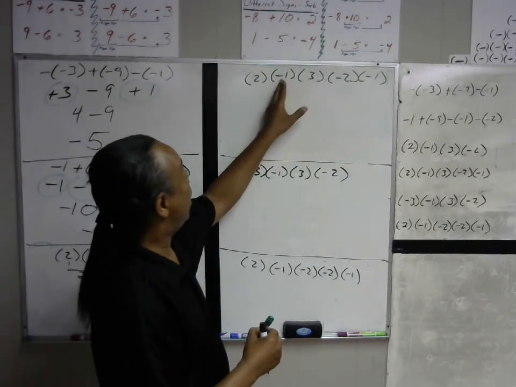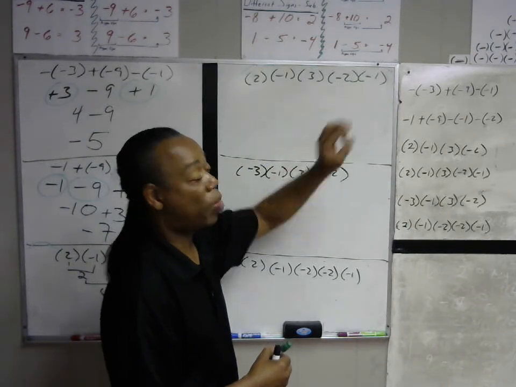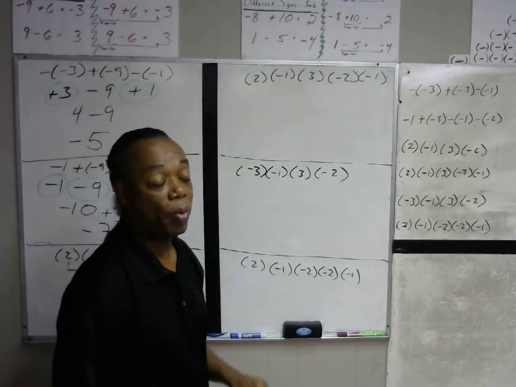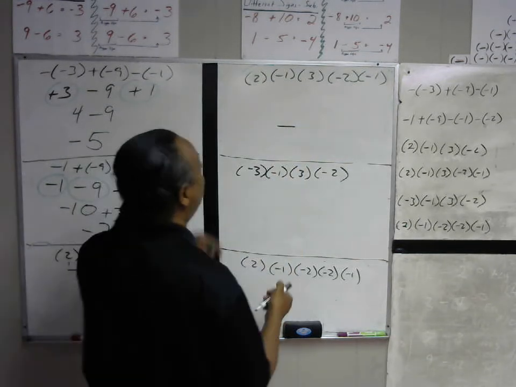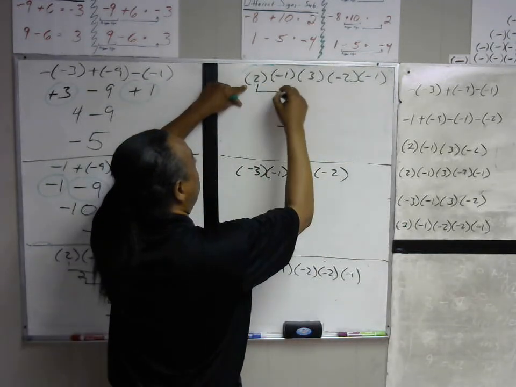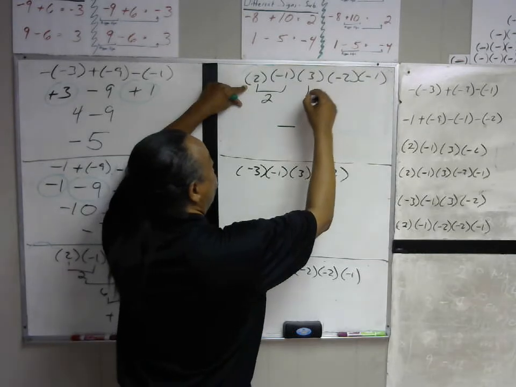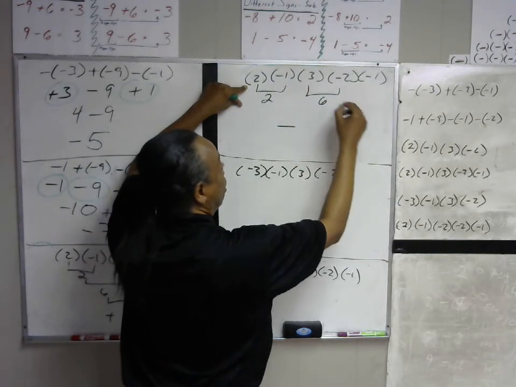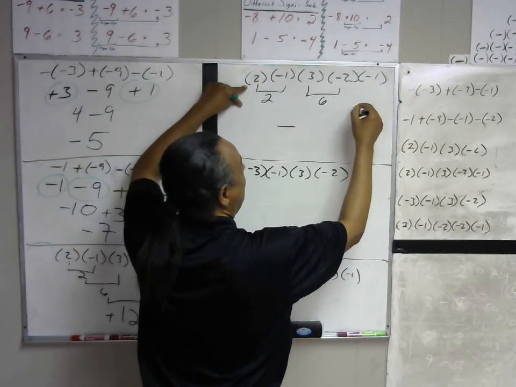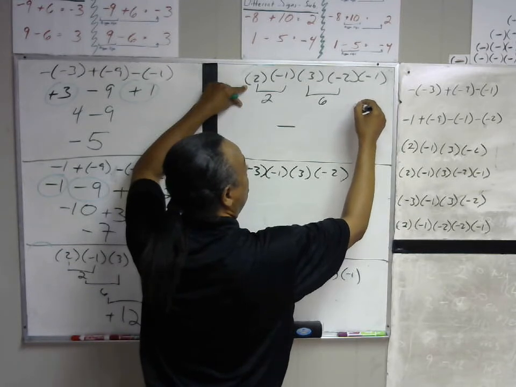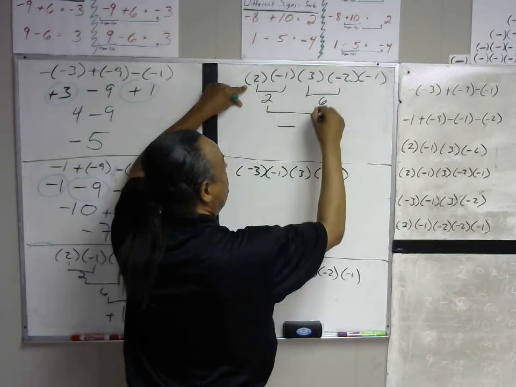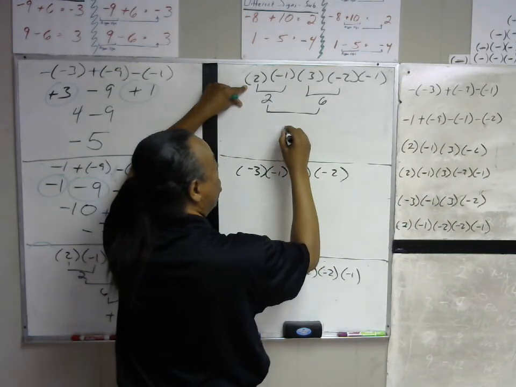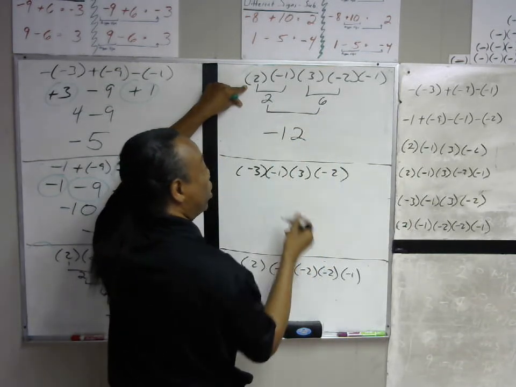Here we have a negative times a negative times a negative. We have 3 negatives. When you multiply by 3 negatives, your answer will be negative. Now let's multiply the numbers. 1 times 2 is 2. 3 times 2 is 6. And 6 times 1 is still 6. And 2 times 6 will be 12. So this will be a negative 12.